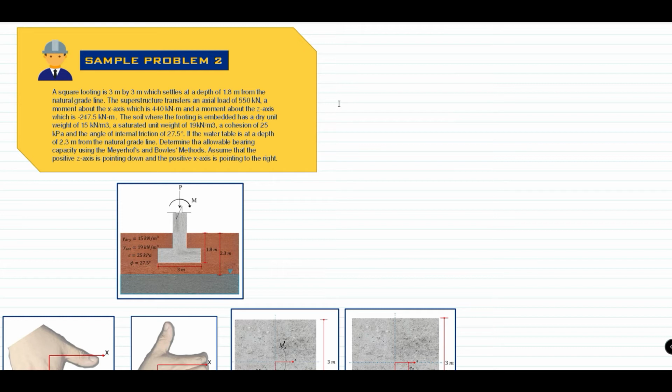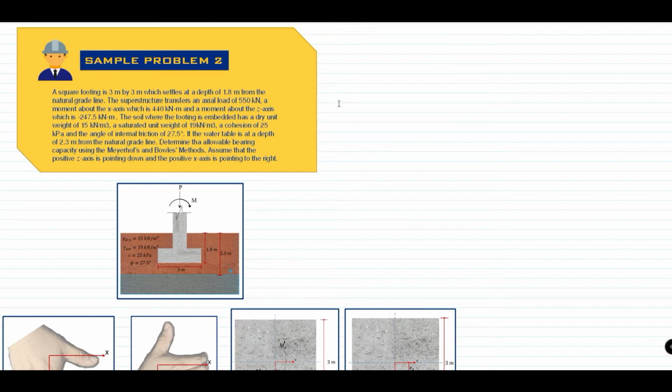So our sample problem number 2 states that a square footing is 3 meters by 3 meters, which settles at a depth of 1.8 meters from the natural grade line. So the superstructure transfers an axial load of 550 kilonewton, a moment about the x-axis which is 440 kilonewton meter, and a moment about the z-axis which is negative 247.5 kilonewton meter.